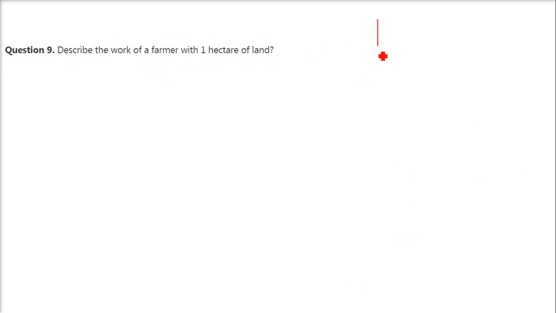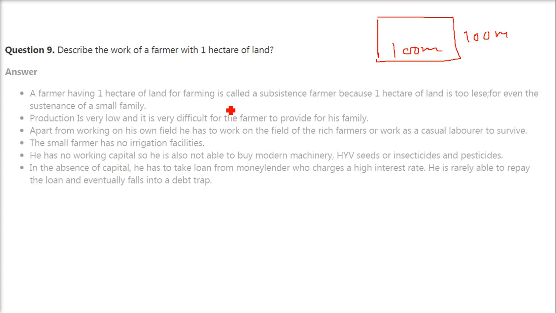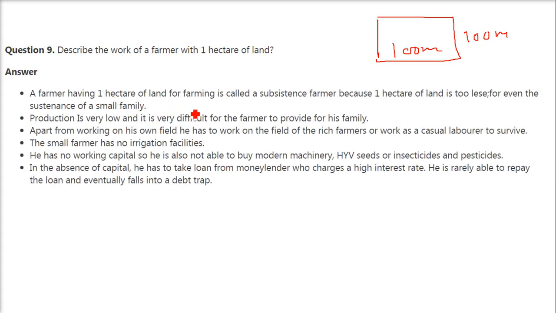Describe the work of a farmer with 1 hectare of land. As I said, 1 hectare is simply 100 meters by 100 meters of area. So a farmer having 1 hectare of land for farming is called a subsistence farmer, because 1 hectare of land is too little even for the sustenance, or subsistence, of a small family.